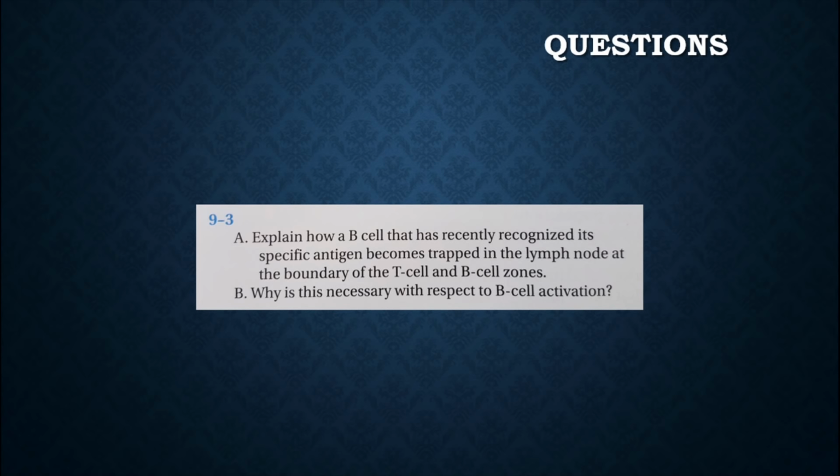And why would this be necessary? Just like another step of regulation. So what happens if it doesn't get stopped at that border zone and it leaves? Yes, but more importantly, the T cell is what gives it the full activation potential. If it were to leave and not get stuck there, it wouldn't have the ability to interact with that T cell and get fully activated. Neither would it have the ability to go back to the dendritic cell and undergo hypermutation and class switching.